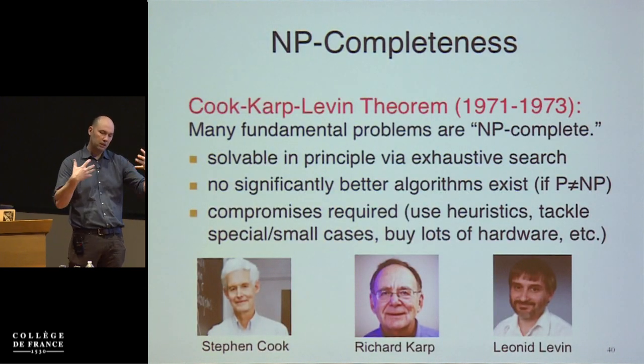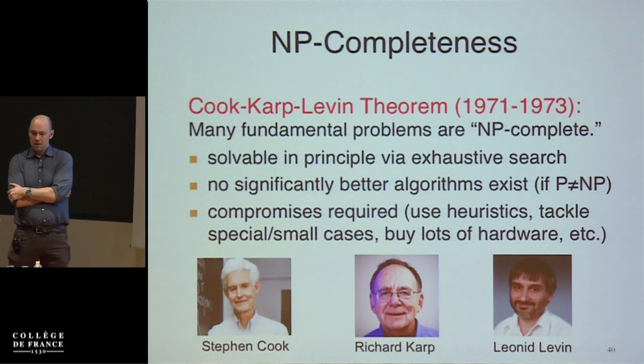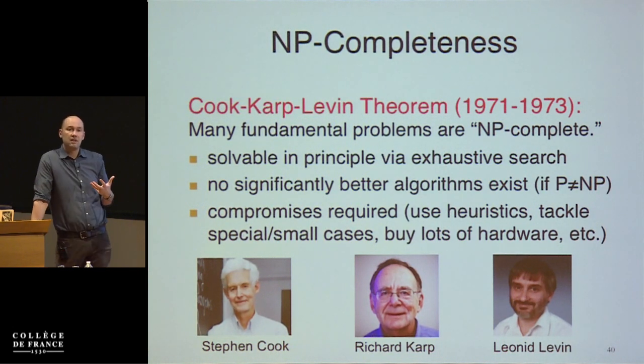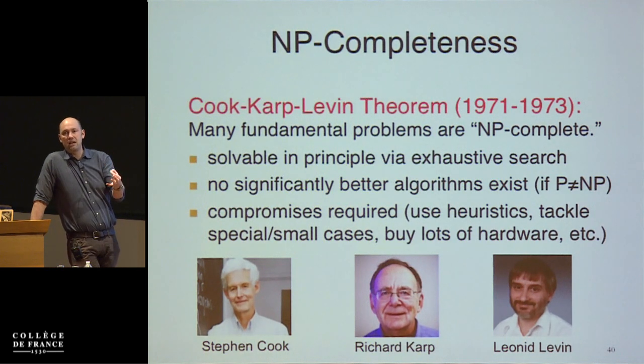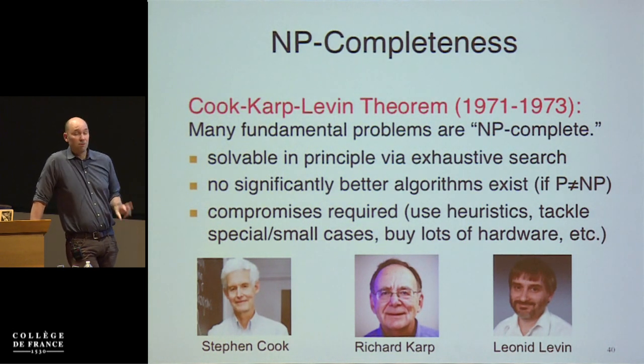This was developed in parallel on both sides of the Iron Curtain in the early 70s by Cook, Karp, and Levin. And so what NP completeness really is, it's a refinement of Turing's theory of undecidability to exactly identify these problems, which, while solvable in principle, cannot be solved efficiently. That's what NP-complete problems really mean. So there are 3 things I want you to know about NP-completeness. One I just told you.